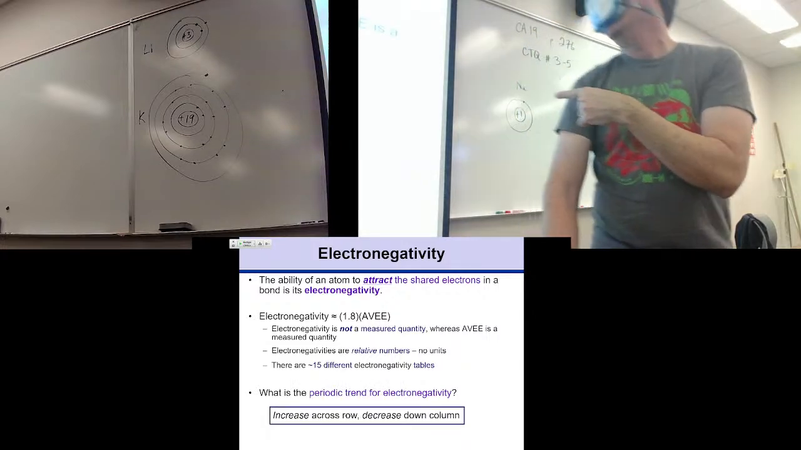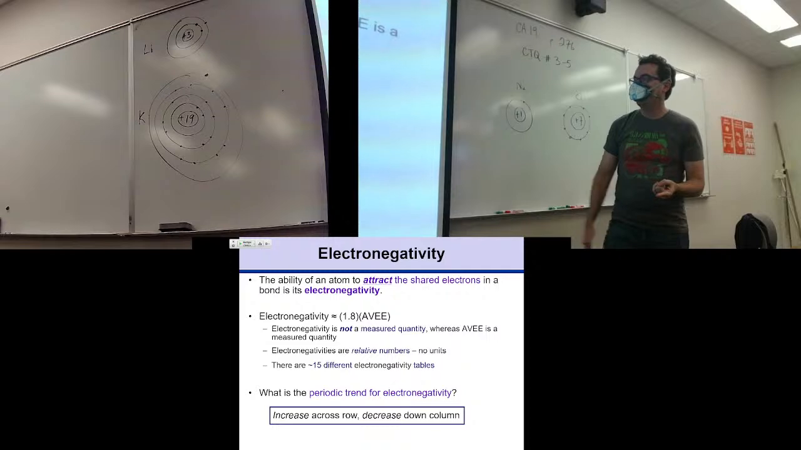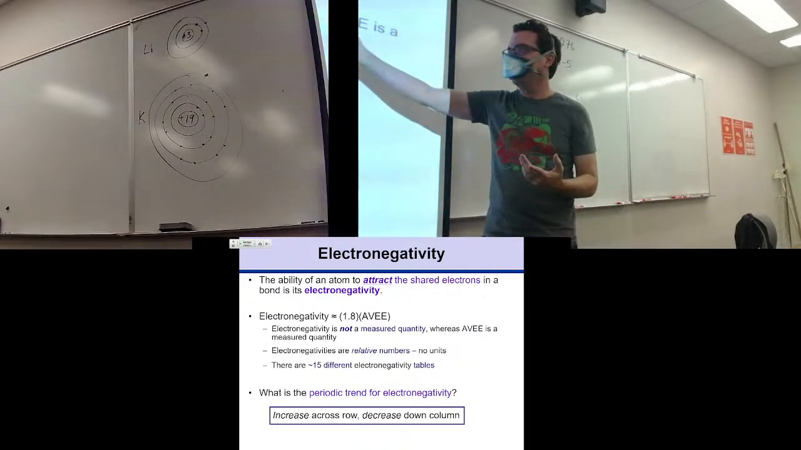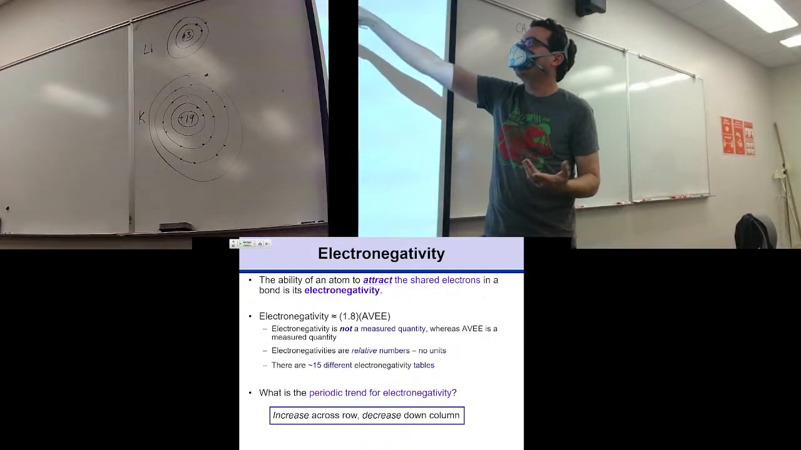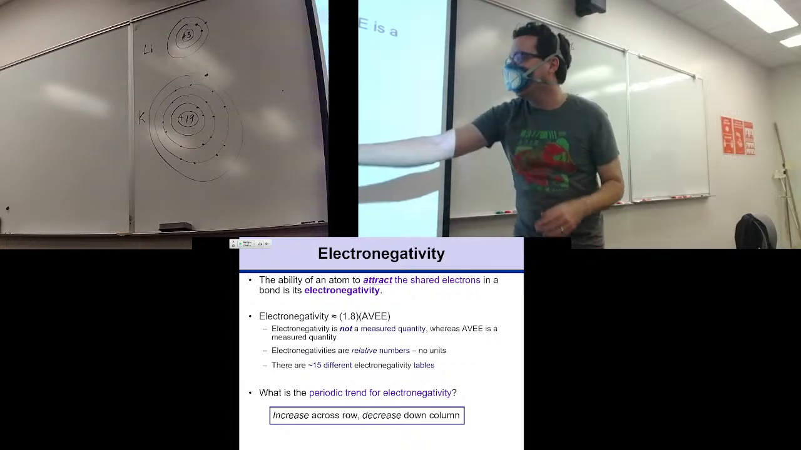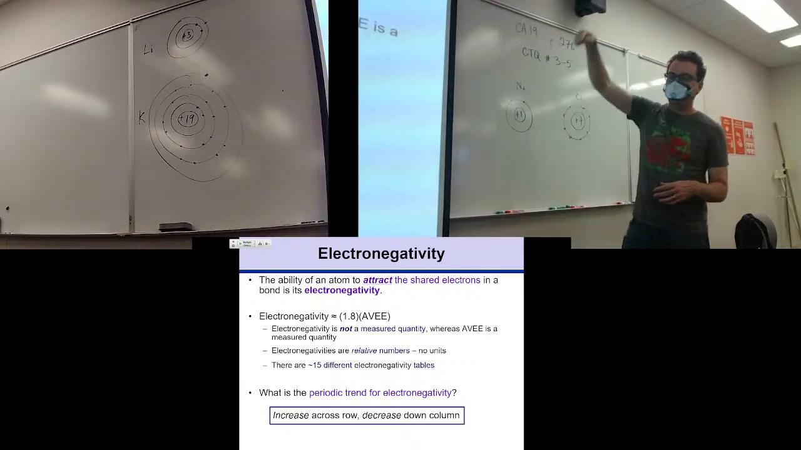So, what is the periodic trend for electronegativity? It's the same for AVEE, okay? Notice how we got it. We just multiplied it by 1.8. That's it. So it increases across a row, and decreases going down a column.